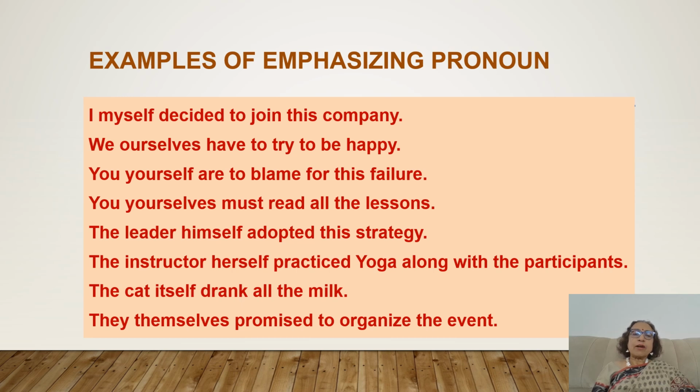You yourself are to blame for this failure. When we fail, we tend to blame others. So he says, not correct. You yourself are to blame. You yourselves must read all the lessons. Somebody says, I will read a lesson, my friend will read another lesson, and we will do combined studies. Not correct. You yourselves, all of you, have to read all the lessons.